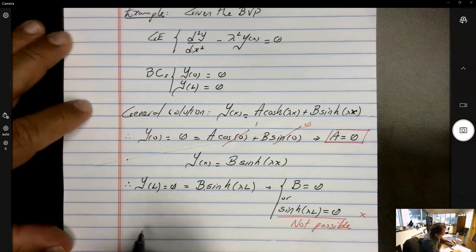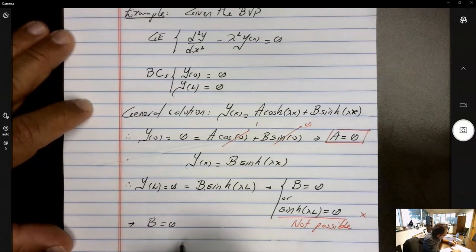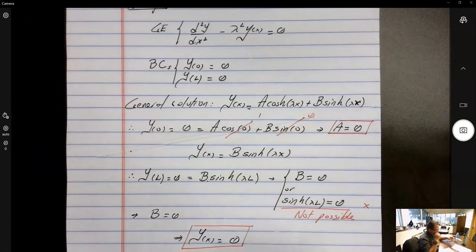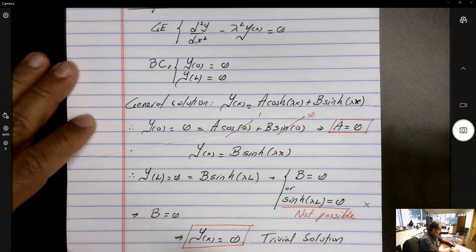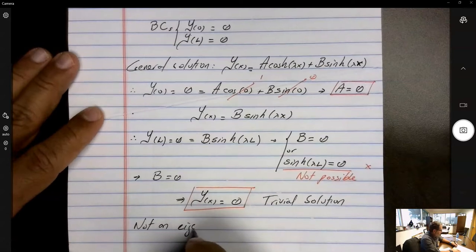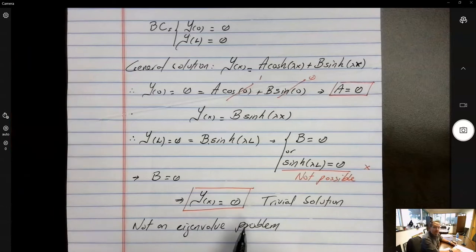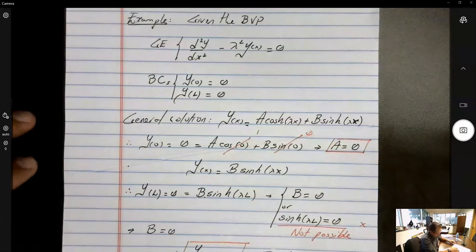So basically, the only option here is that b is equal to 0, and this will lead to y of x is equal to 0. And that's it. That's the only possible solution. So we have a trivial solution, and this is not an eigenvalue problem. We cannot construct an eigenvalue problem out of this boundary value problem, just because of the minus sign.